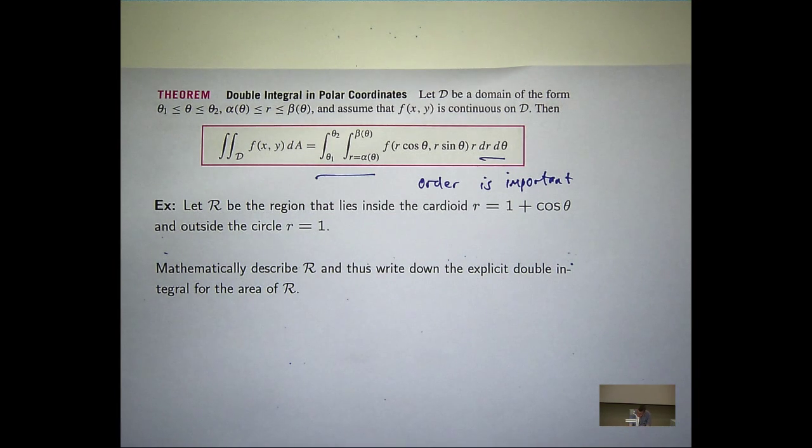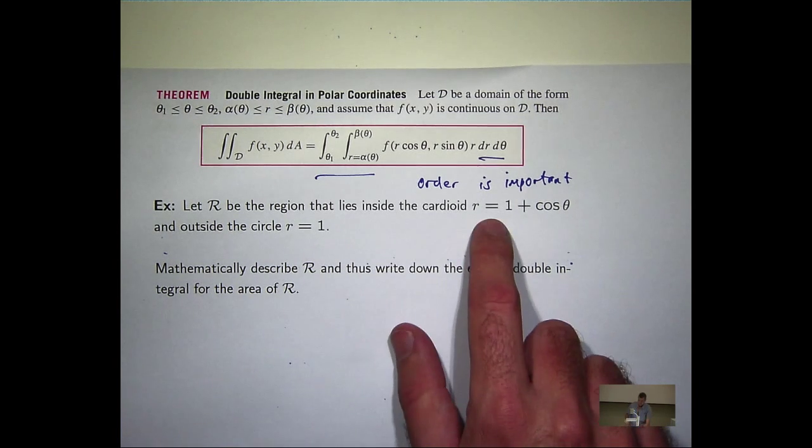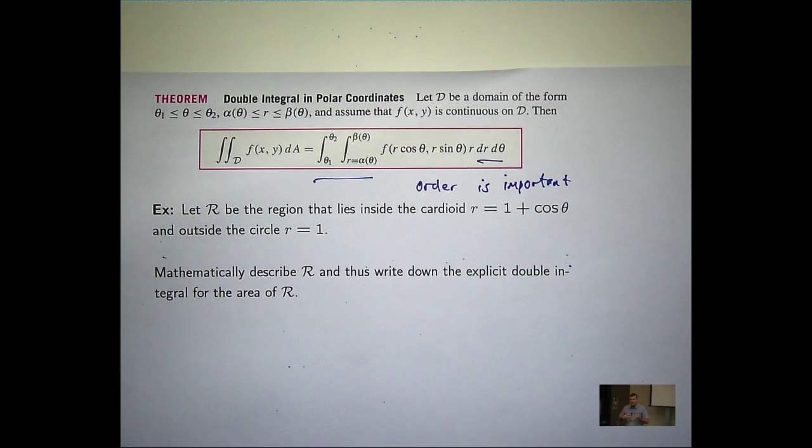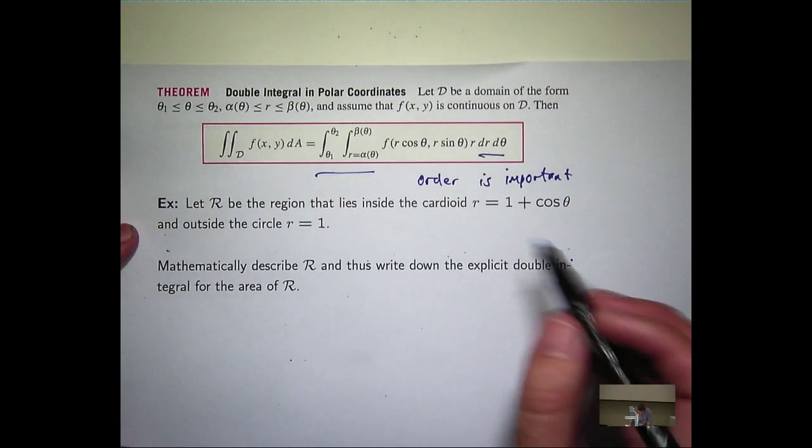Okay, slightly more challenging problem. Let R be the region that lies inside the cardioid r equals 1 plus cosine theta, and outside the circle r equals 1. Mathematically describe our region and thus write down the explicit double integral for the area of R. Well, first of all, let's try to draw R. That probably seems like a good idea.